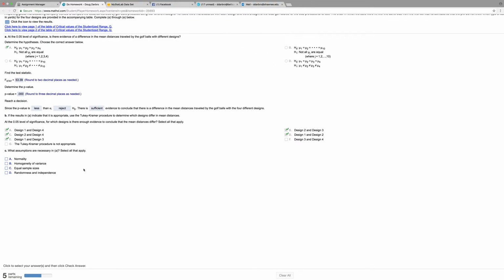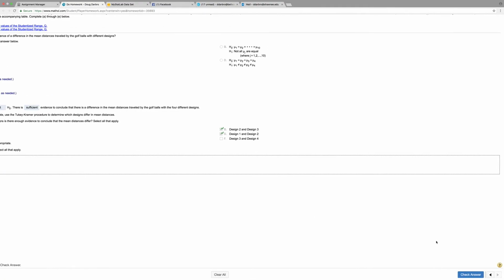What assumptions are necessary? Well, guys, we need normality. We need homogeneity of variance. We like equal sample sizes. That's called a balanced design. We don't have to have that, but we definitely have to have randomness and independence.